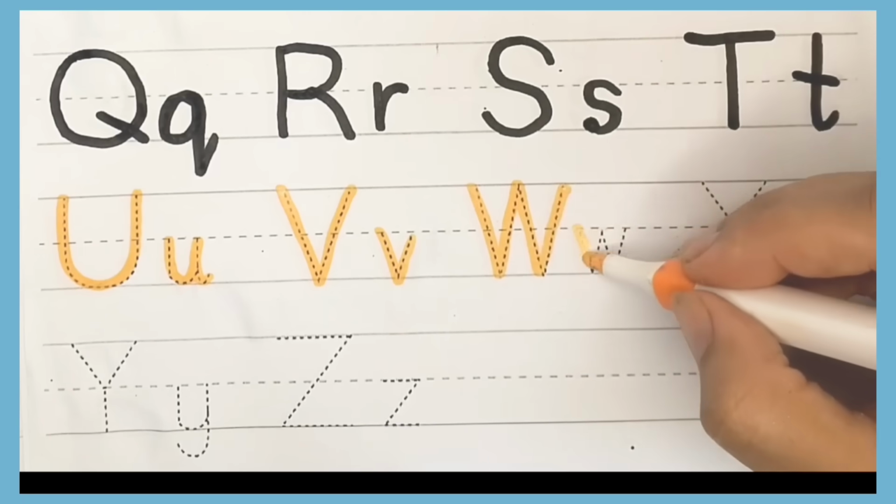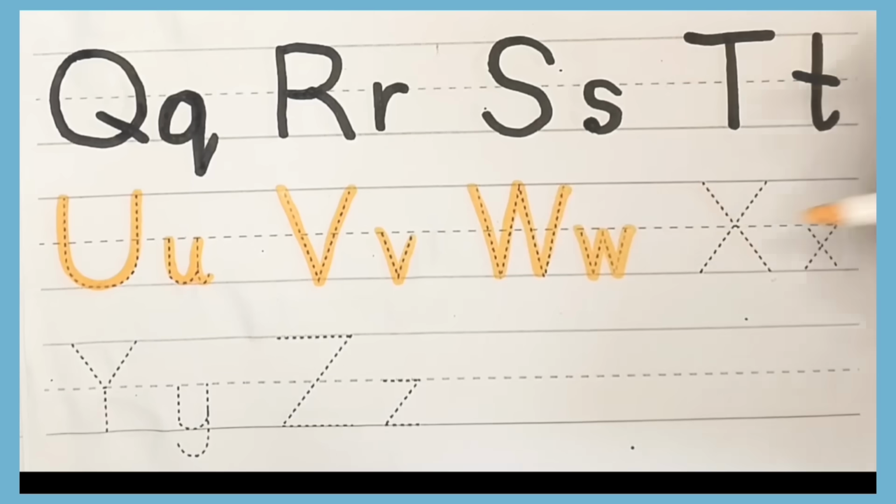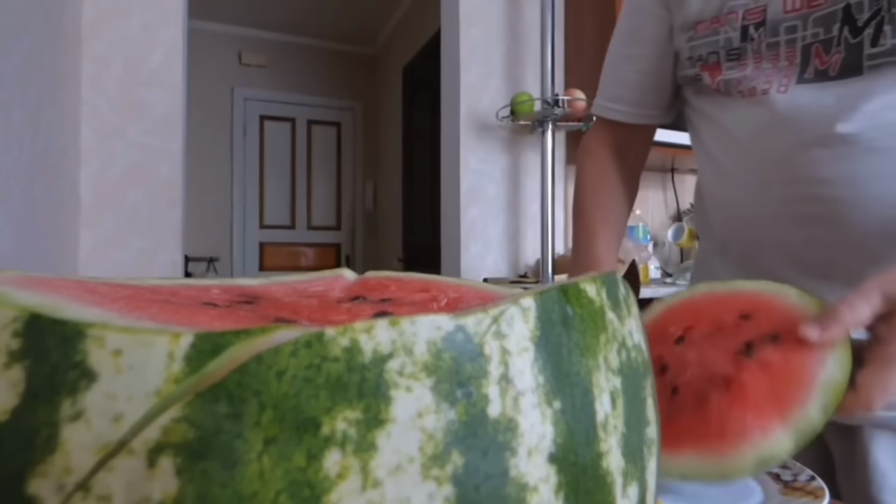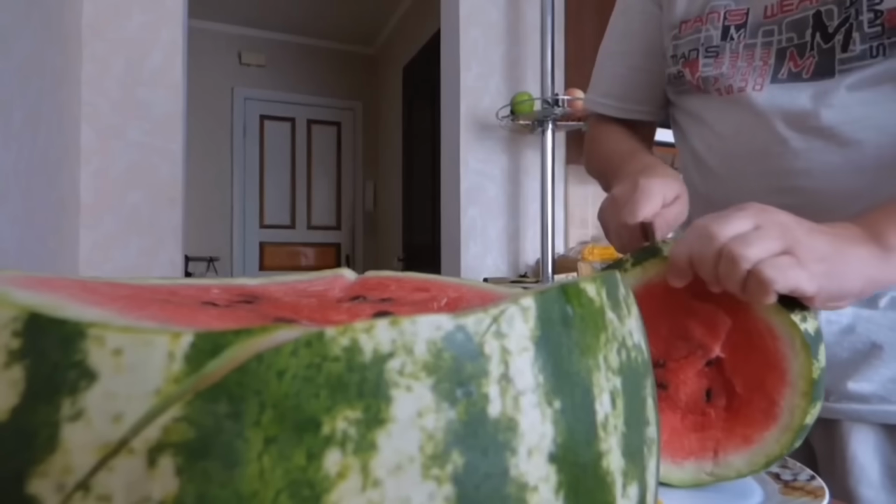Capital W, small w. W for watermelon. Watermelon is a big fruit. It is red and juicy inside.